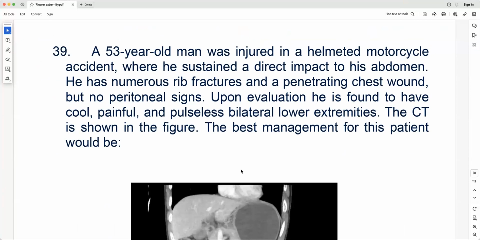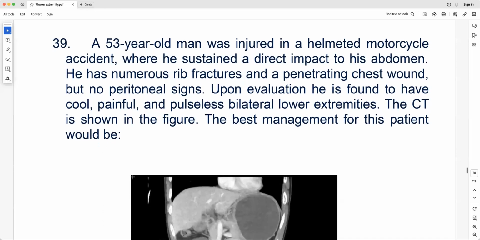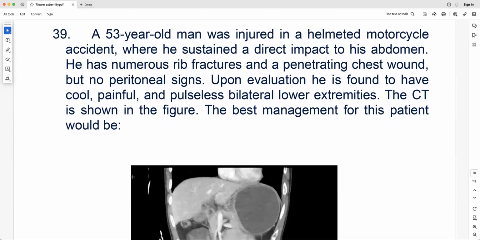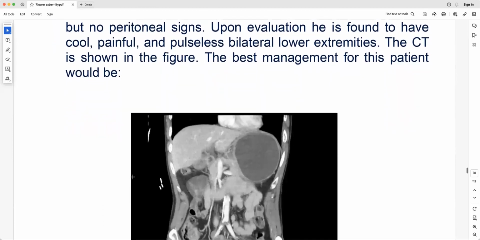Yes, doctor. A 53-year-old man was injured in a helmeted motorcycle accident where he sustained a direct impact to his abdomen. He had numerous rib fractures and a penetrating chest wound, but no peritoneal signs. Upon evaluation, he was found to have cool, painful, and pulseless bilateral lower extremities. The CT is shown in the figure. The best management for this patient will be.